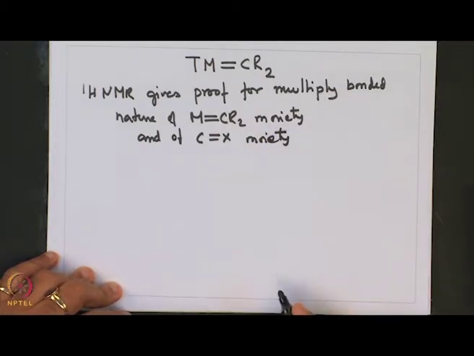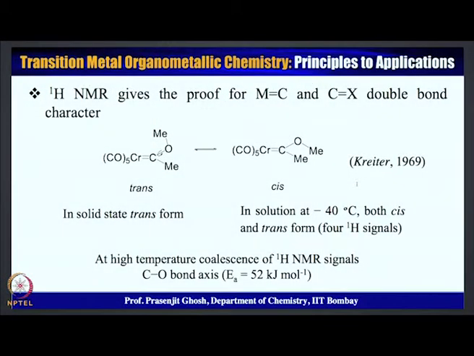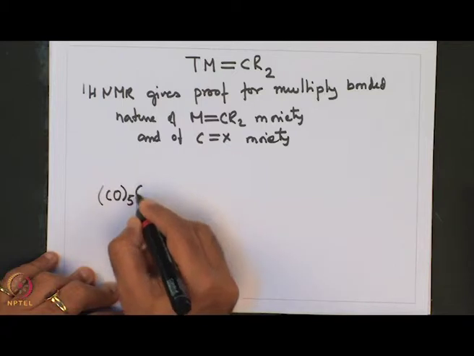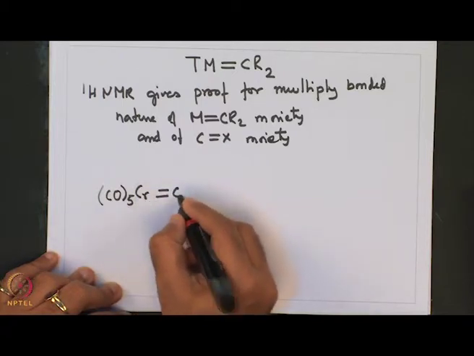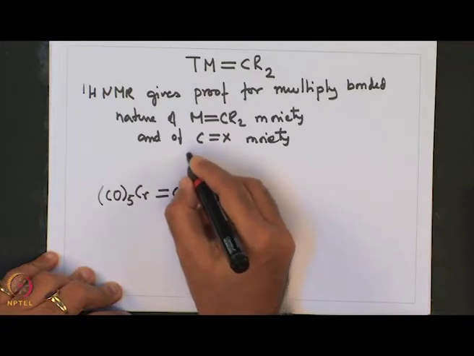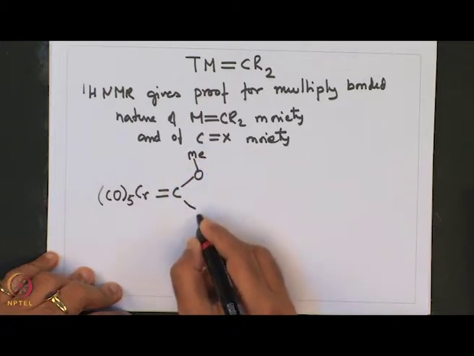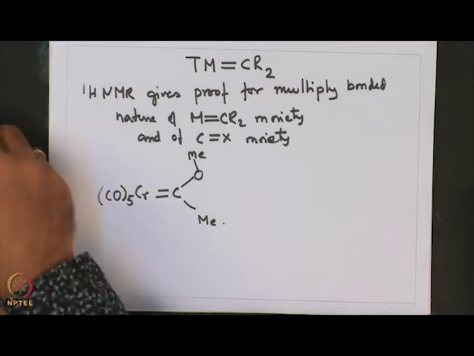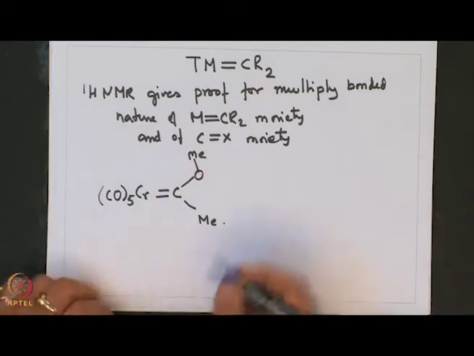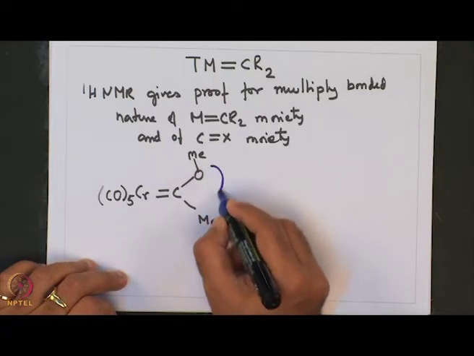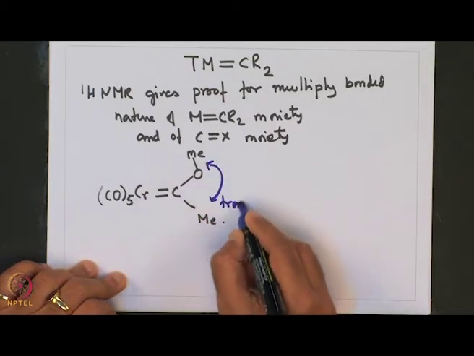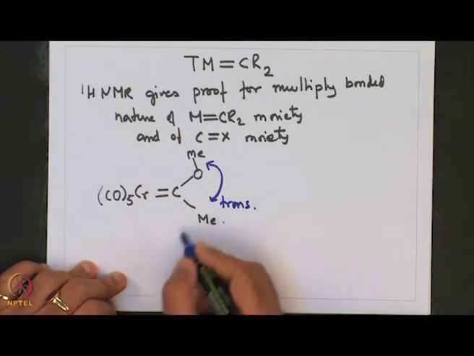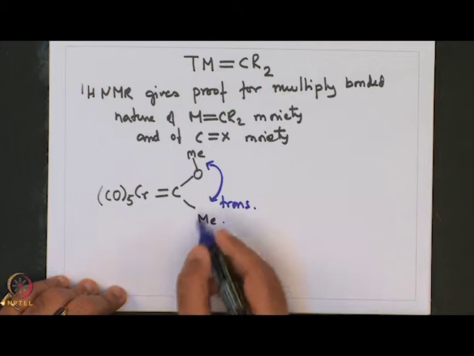And the same can be seen from the proton NMR of a Fischer carbene complex, particularly for pentacarbonyl chromium carbene with C, O, methyl. Now, this geometry is called a trans geometry, trans with respect to the two methyl groups, and in the solid state it exclusively exists in the trans form.